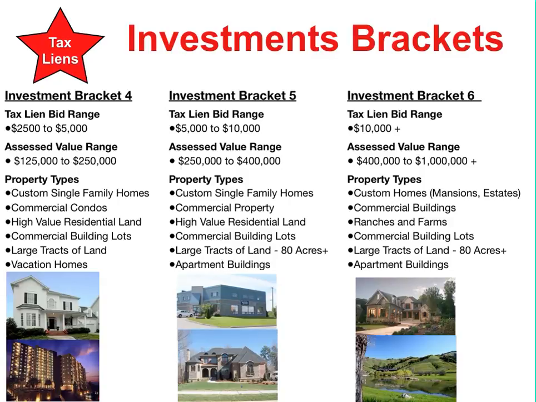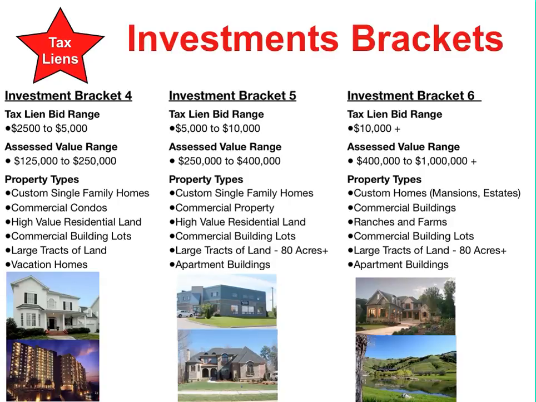With investment bracket number 5, these are going to have tax liens that have a bid range of anywhere between about 5 to 10 grand. With these tax liens, you're going to find assessed values ranging anywhere between $250,000 up to about $400,000. You're going to get your custom single-family homes, your commercial property, your commercial building lots, your commercial land, and then also larger tracts of land like 80 plus acres. And then you'll also start getting into your apartment buildings, your duplexes, your sixplexes, those type of properties in about this price range.